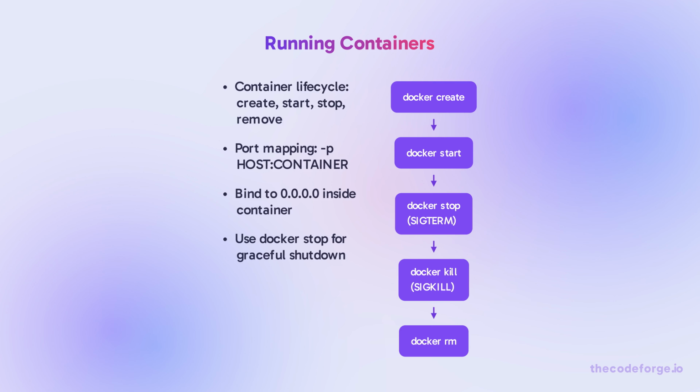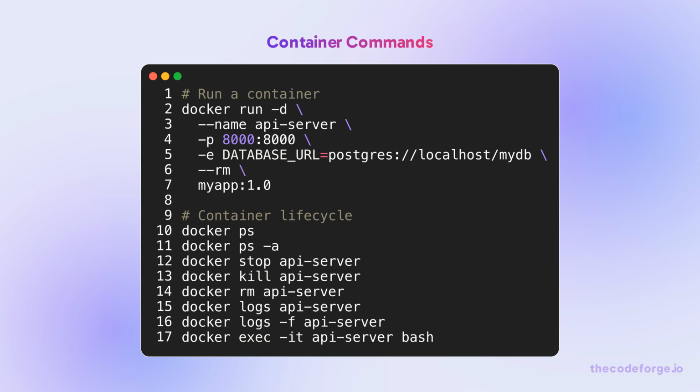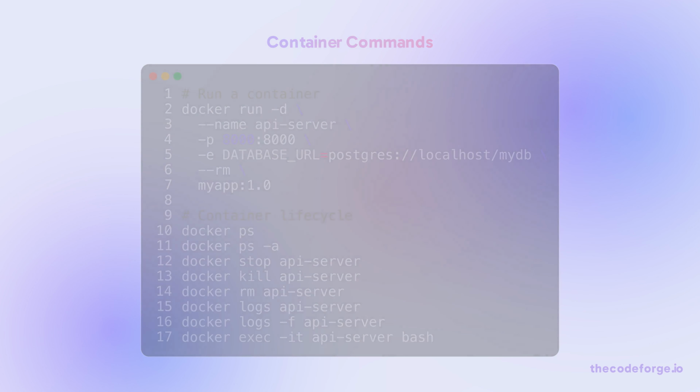A container is a running instance of an image. The lifecycle includes create, start, stop, and remove. Port mapping forwards host ports to container ports. Always bind your app to 0.0.0.0, not 127.0.0.1. Here are common Docker commands. Use docker run with -d for detached mode, -p for port mapping, -e for environment variables, and --rm to auto-remove on stop. docker stop sends SIGTERM for graceful shutdown.